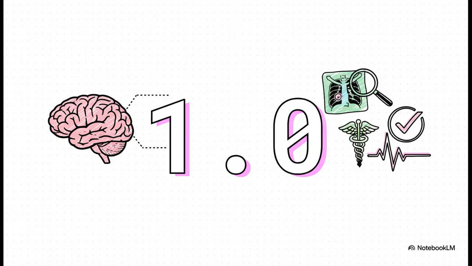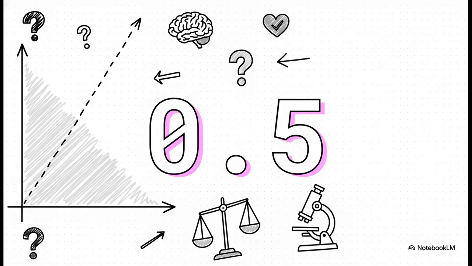A perfect score? That's a 1.0. This would mean the AI correctly identified every single positive case and every single negative case. Zero errors. An absolutely flawless performance. And what's a bad score? Well, a 0.5. A score of 0.5 is our coin flipping line. An AI with an AUC of 0.5 is no better than just random guessing.